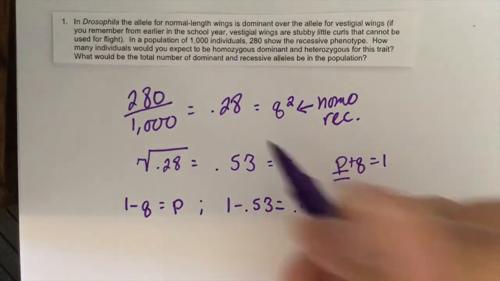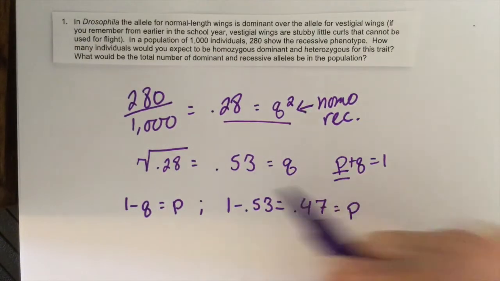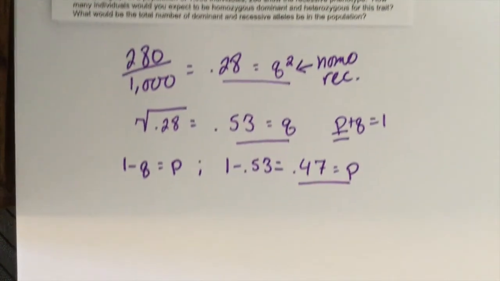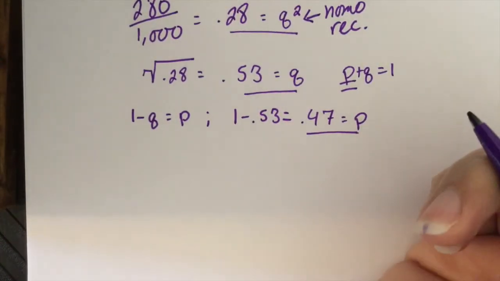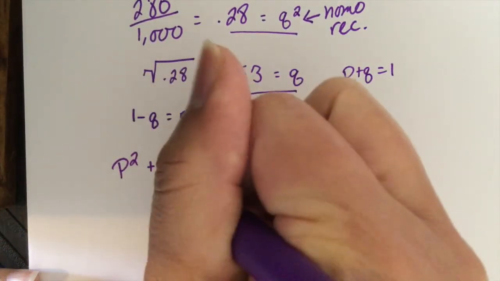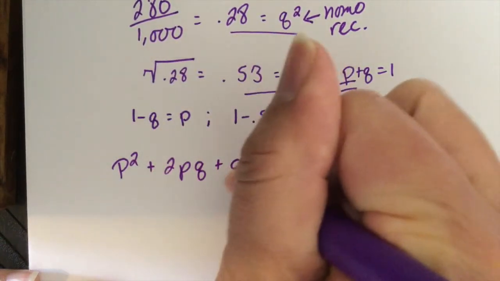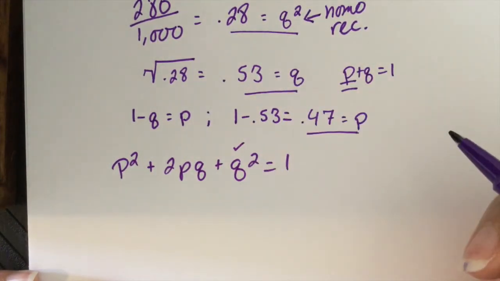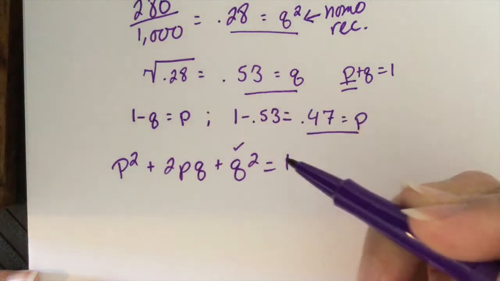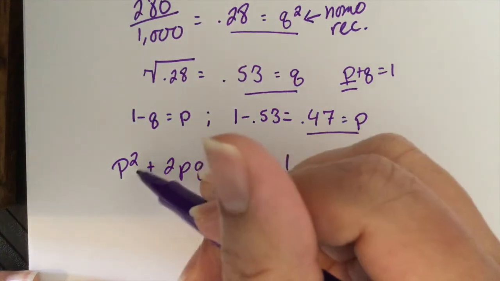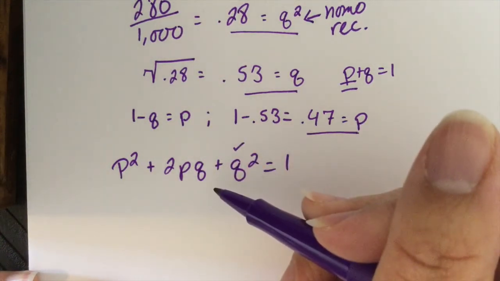All right, so far I figured out my Q squared, I figured out Q, and I figured out P. So now I can use my second formula. Remember, I have P squared plus 2PQ plus Q squared equals 1. I've already done this one, so that one's good. That one was 0.28. I couldn't just use what was left in the population to figure out my dominance because I don't know if it's homozygous dominant or heterozygous.